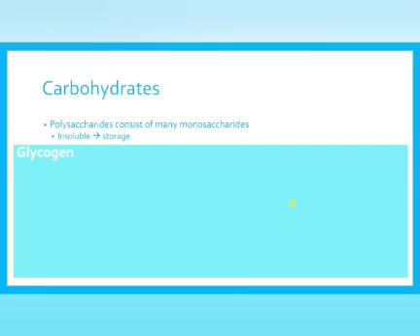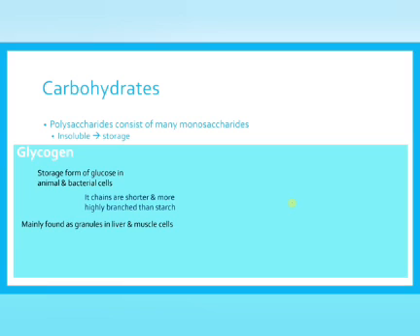Lastly, we have glycogen. And glycogen is a storage form of glucose in both animal and bacterial cells. Glycogen is usually found as granules within liver and muscle cells. And we'll hear about this later on in the topics of homeostasis. So, glycogen chains are shorter and more highly branched than starch. And this is related to the fact that animals have a higher respiratory rate than plants, because they need more energy because they're more active.